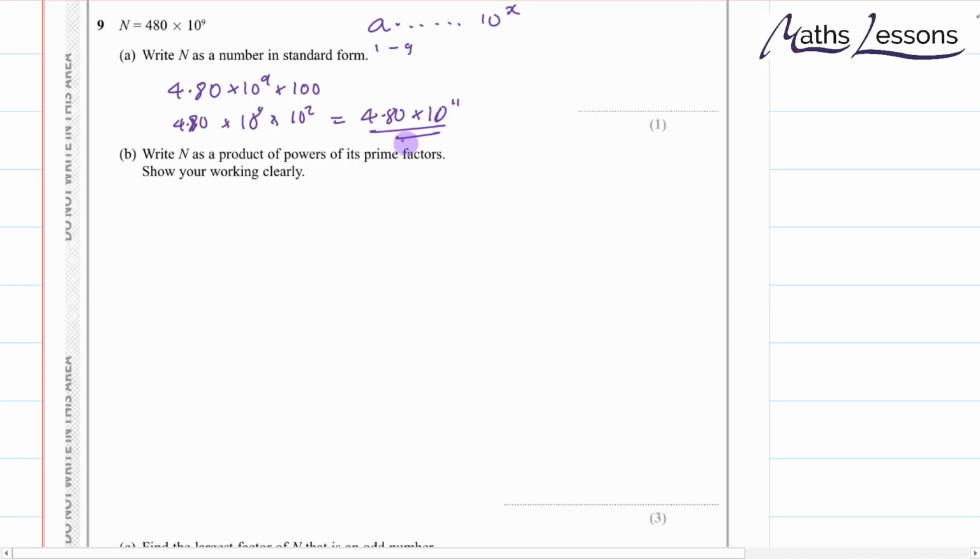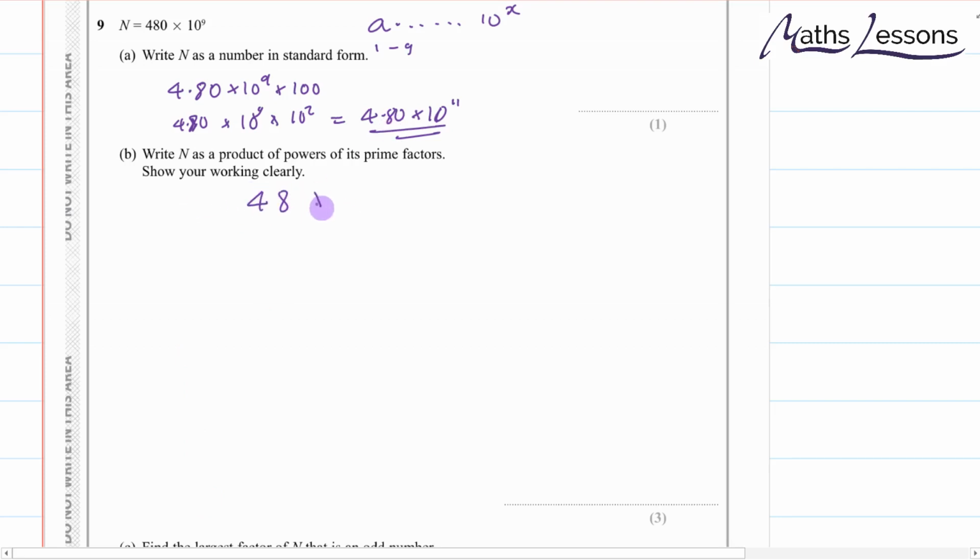That is our final answer here. Now it says write n as a product of powers of its prime factors. The cleverest trick to do here is to realise that 10 is 2 times 5. That's what you've got to realise in this question, the clever way to do it. I know some people wrote this number out, 48000, all those zeros on the end, and then did a huge prime factorisation of that. The best way to do it is to write it like this.